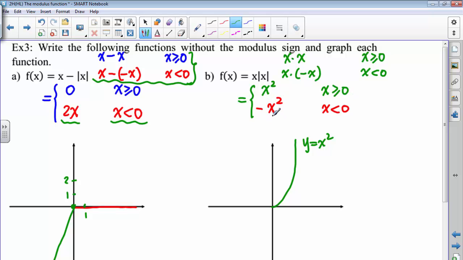And the other part is negative x squared. Negative x squared and x squared, these two parabolas have the opposite direction of opening. So this one opens down. So this one goes this way. So this one is y equals negative x squared, and you only need the less than 0 part. So less than 0. You don't need the other part.